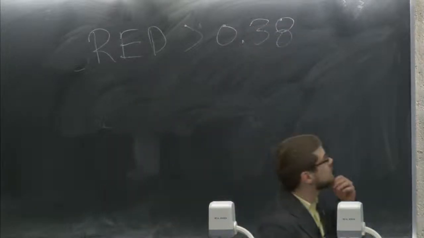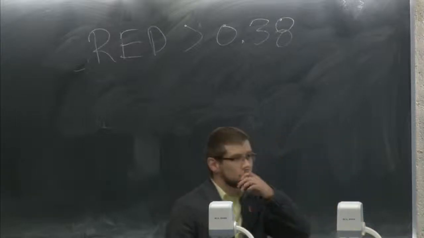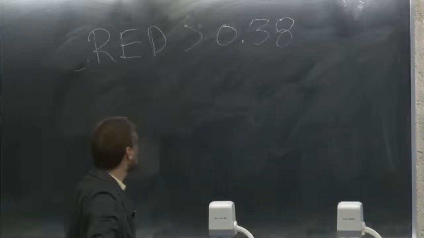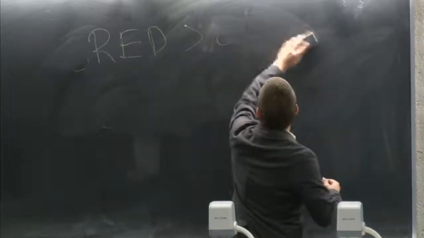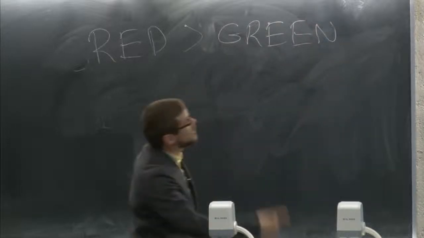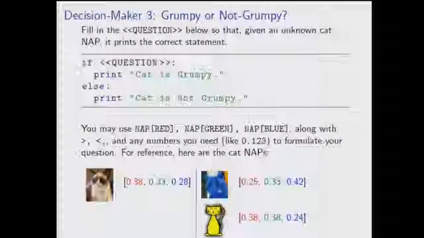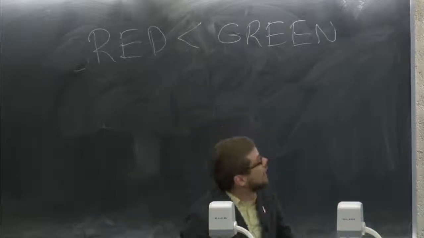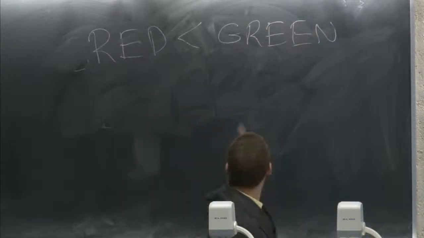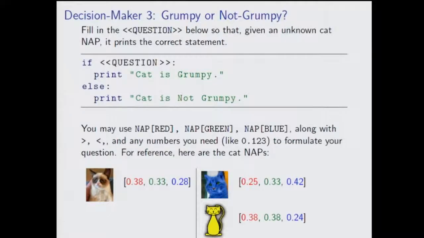If red is bigger than 0.38, oh, there's no cats like that. Did you mean the other way around? Red greater than green. So if red's greater than green, then we're going to say that the cat is not grumpy. Is that true? No. Okay. Other way around. So if red is greater than green, on the other hand, we come down and we get asked question 2.